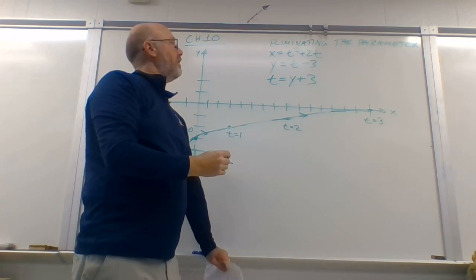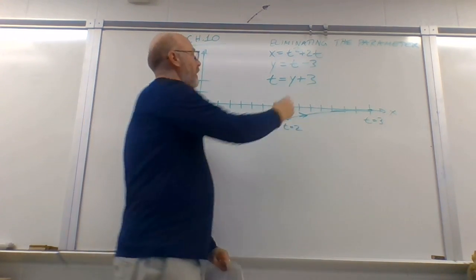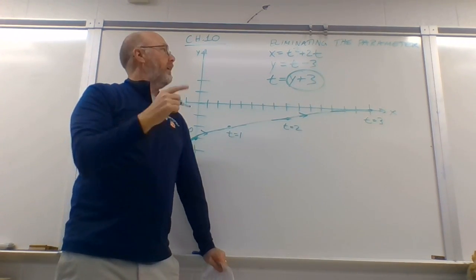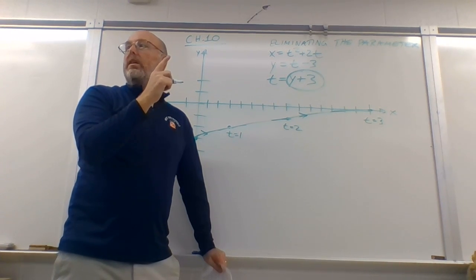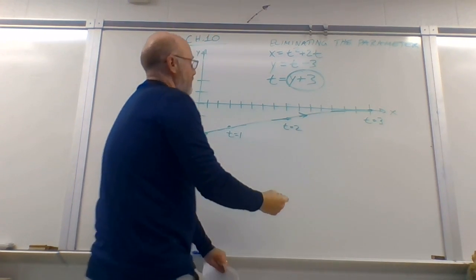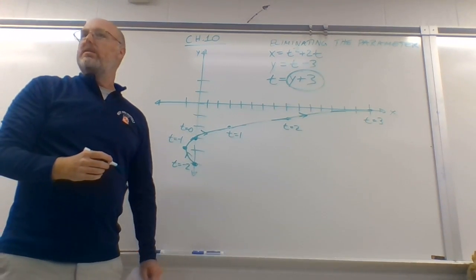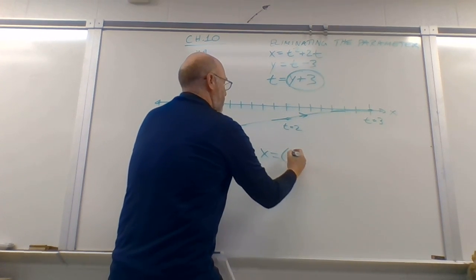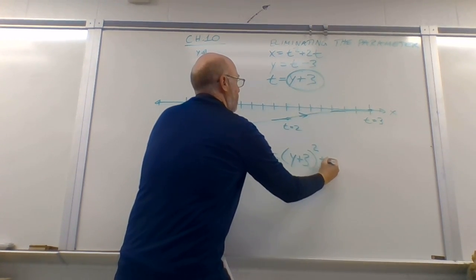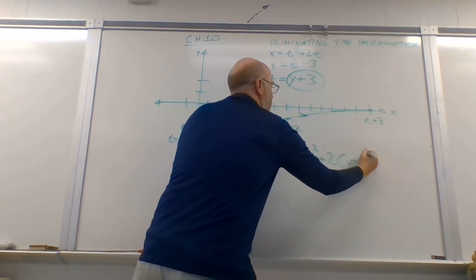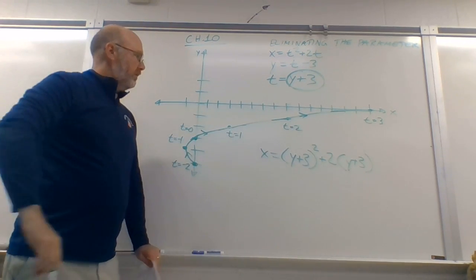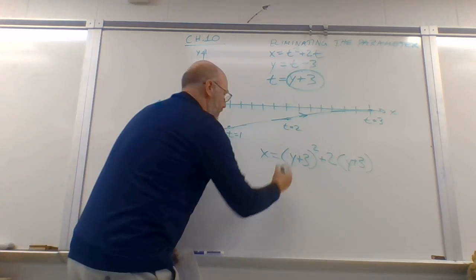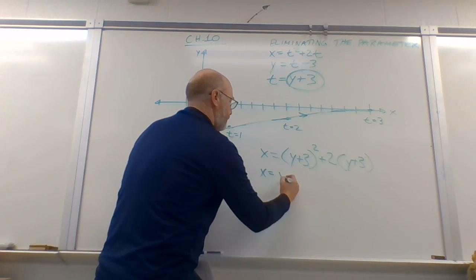All right, and then just like in Algebra 1, I can take this expression for T and plug it in everywhere I see T into the X equation. Great. Is everybody tracking what I'm doing? This isn't too bad. Okay, I get x equals quantity y plus 3 squared plus 2 quantity y plus 3. I'm just going to do the math on this just to show you.